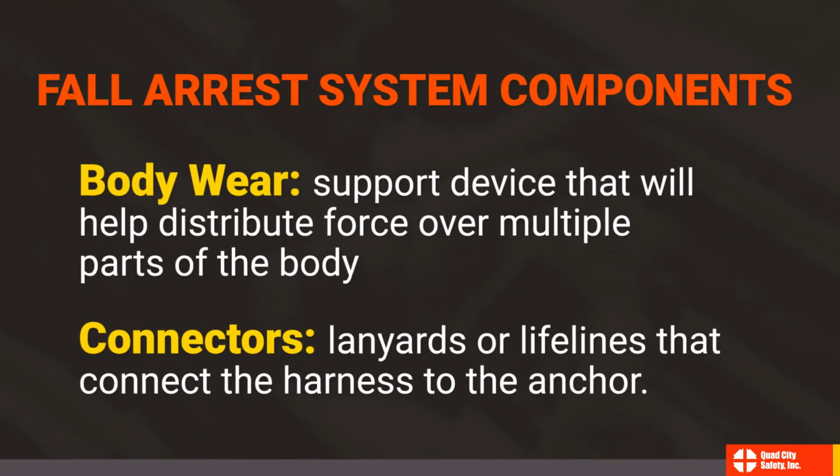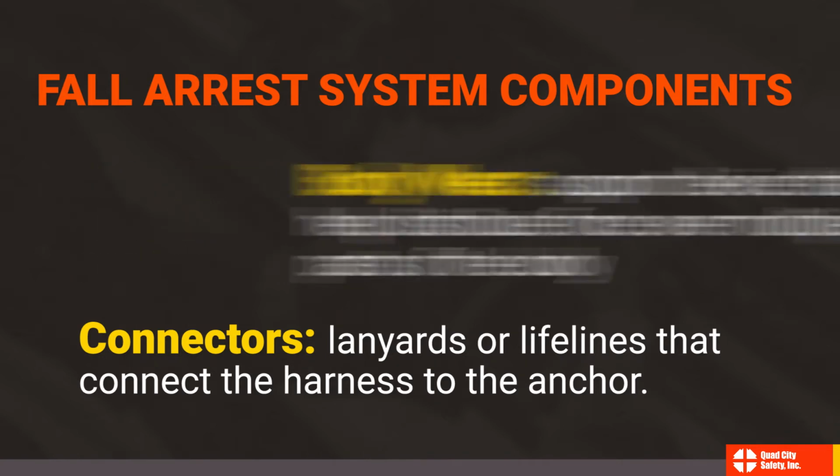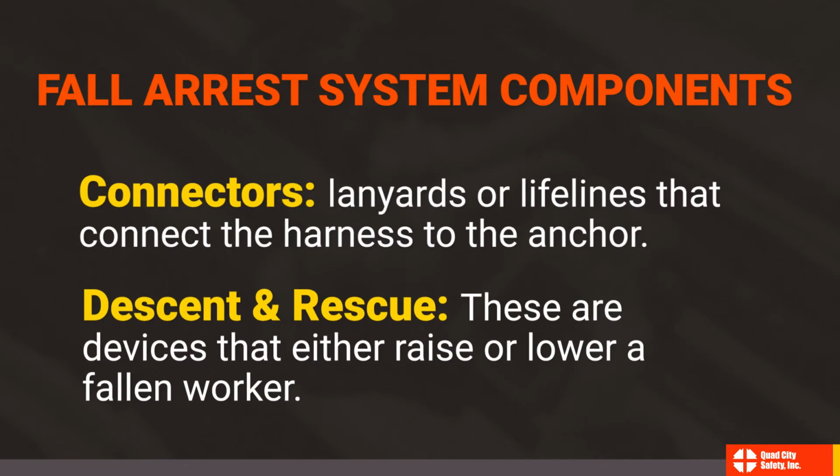Connectors. Connectors are lanyards or lifelines that connect the harness to the anchor. These will differ depending on the kind of structure, the height of the structure, and what the edge of the structure will be. Descent and rescue. These are devices that either raise or lower a fallen worker. Rescue devices are often overlooked. We don't want to have to think of the worst case scenario. But if you want to save a life, this better be on your radar.